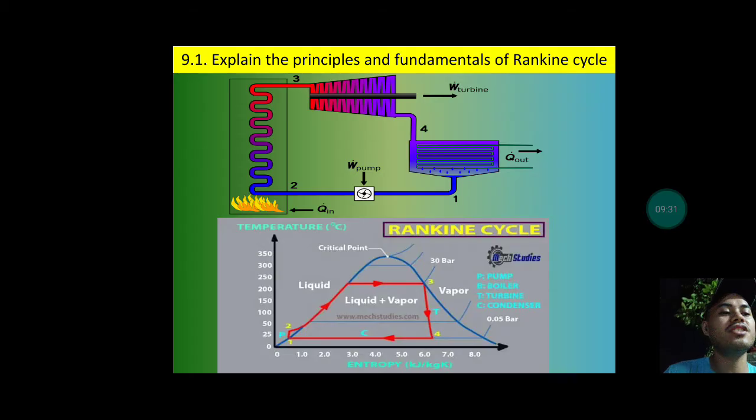So the Rankine cycle is usually used in boilers or steam engines. As you can see here, there is fire in the picture. This fire is the one that will be boiling our water in this heating coil. So this is the boiler. In the boiler, we increase the temperature of our water, changing its phase from liquid to steam.